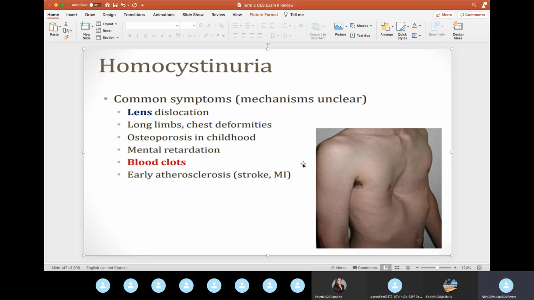Homocystinuria, you have a lens dislocation. Where is the lens dislocated? Superotemporal or inferomedial? In terms of a dislocation of the lens, in Marfan, you also have dislocation of the lens. How are we going to differentiate the lens dislocation in Marfans from homocystinuria?